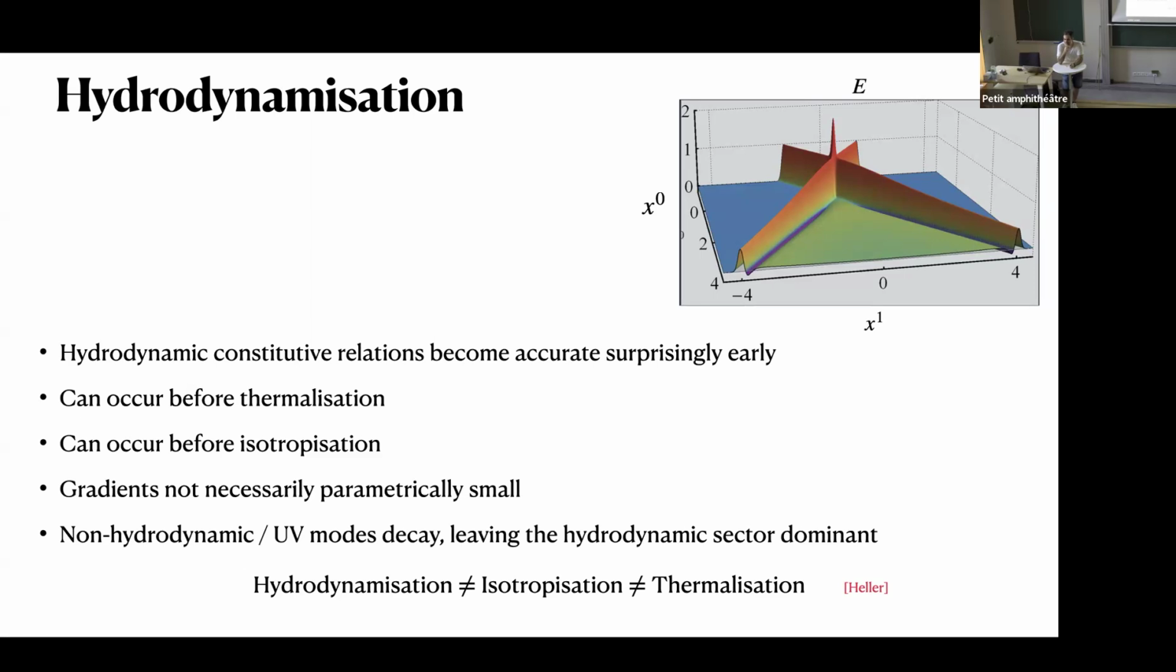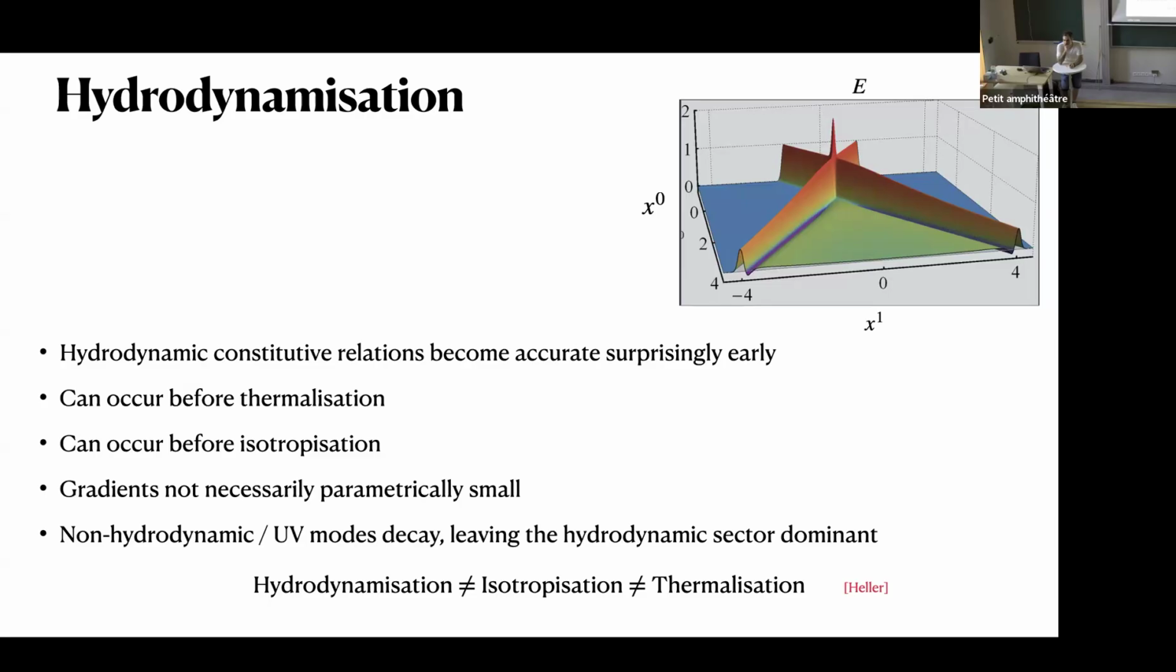I'll postpone. But all you're doing here is that you still have some nonlinear evolution with large gradients, but you can still satisfy the same constitutive relations with the equations of hydrodynamics.